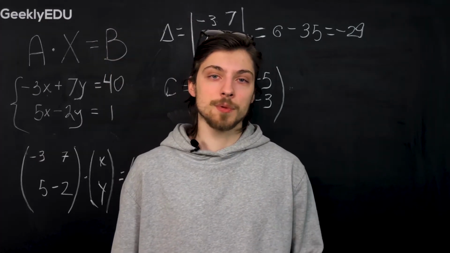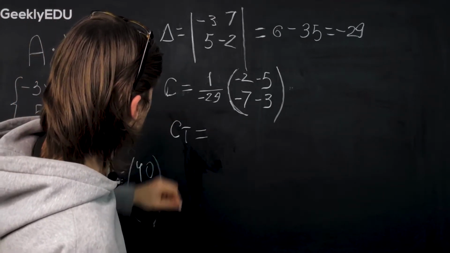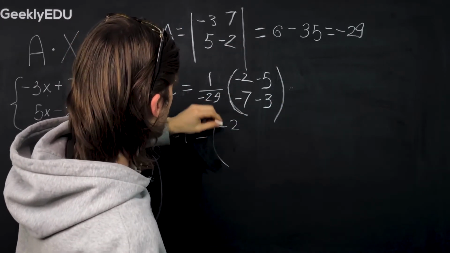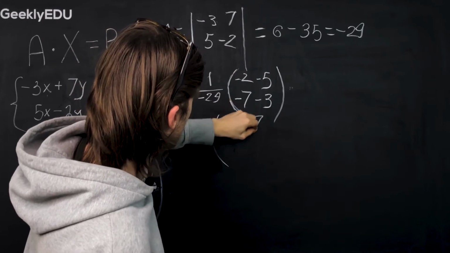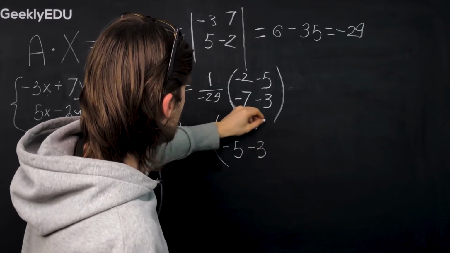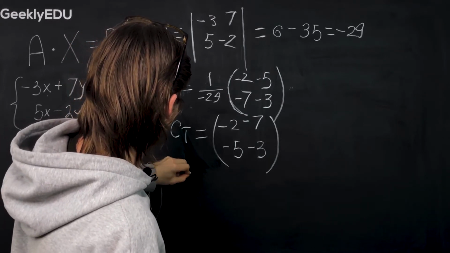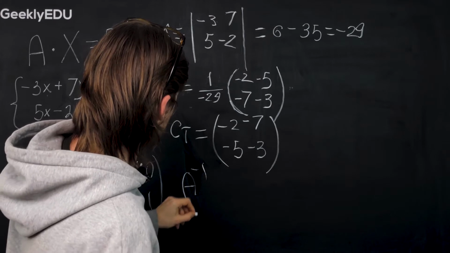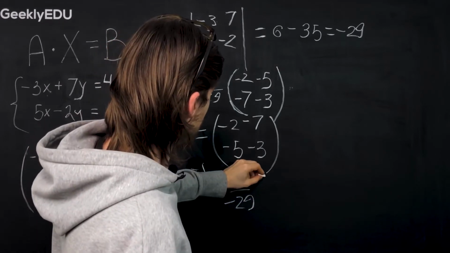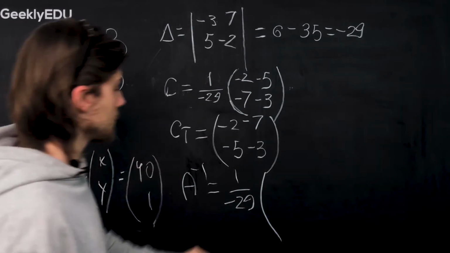Now let's find the transpose of our cofactor matrix. So we flip it over, and we have -7 here, -5 below, and we have -3, and it's all in the same old place. Now the inverse matrix will look like this. So it's 1 over -29 multiplied by the transpose cofactor matrix.